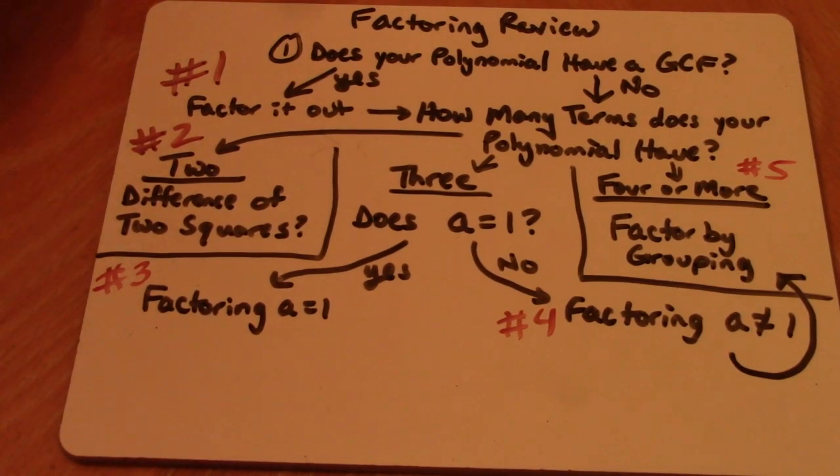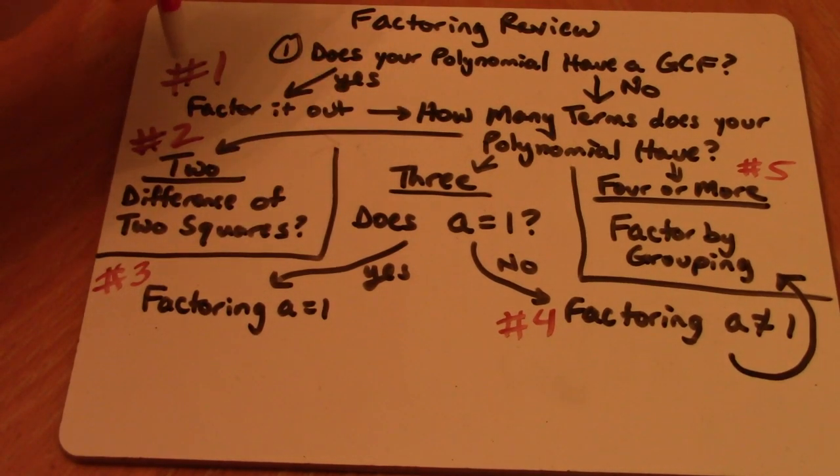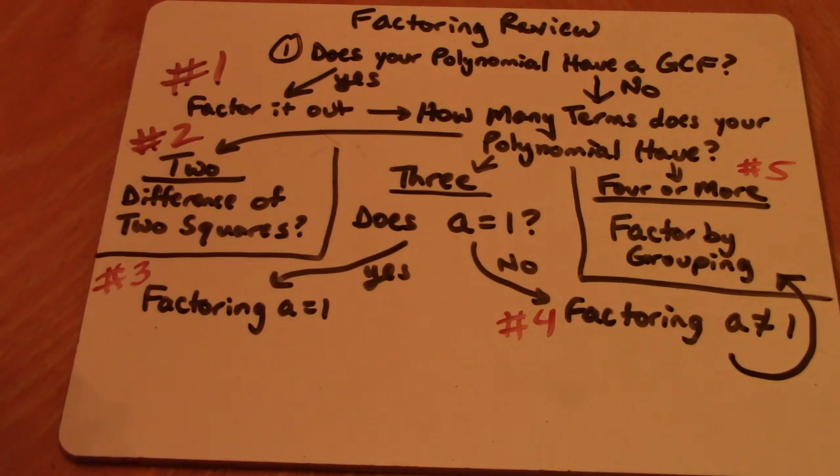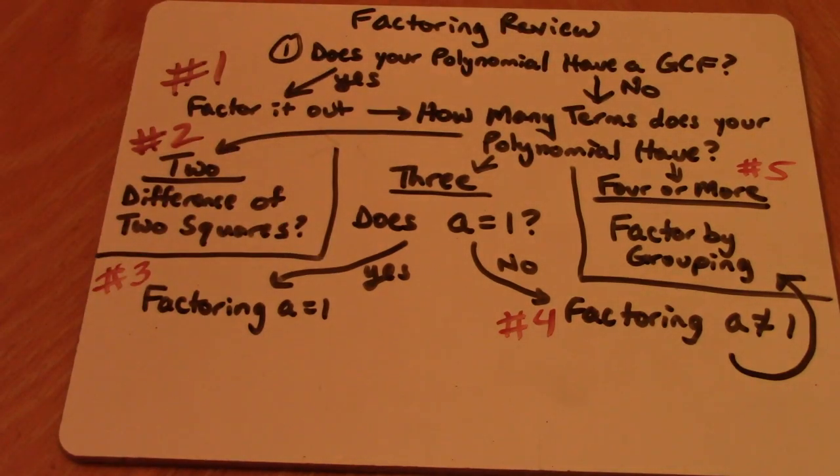So here you see the first question you should always ask yourself is, does your polynomial have a GCF? If the answer to that is yes, you will always factor that out first. Our second video in this, the first of the example videos, will cover how to factor out a GCF. After you factor out the GCF, you should then count how many terms your polynomial has.